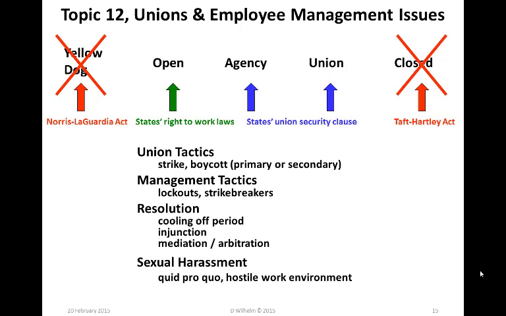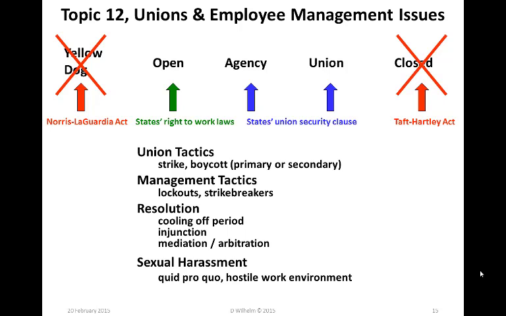In disagreements, union tactics are generally strikes and boycotts, primary or secondary. Primary boycotts are legal, secondary are not. Management tactics include lockouts and strike breakers. Strike breakers are called freedom workers if you're on the management side, and scabs if you are favoring the union.